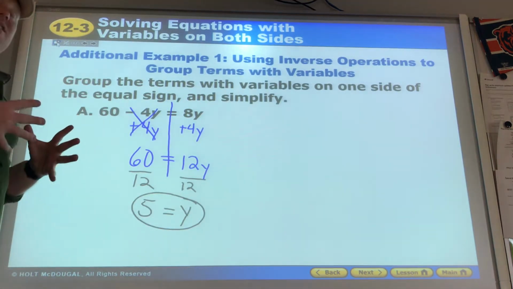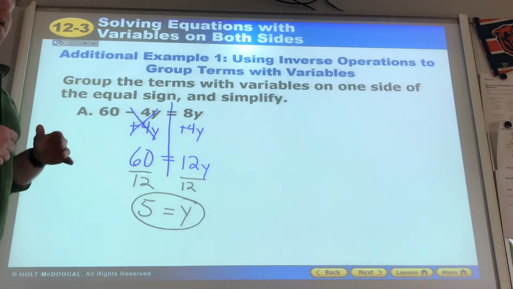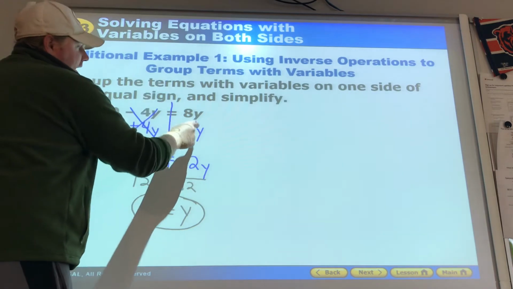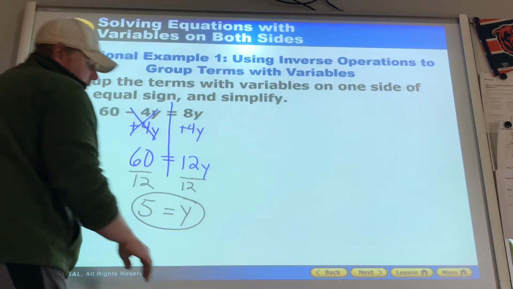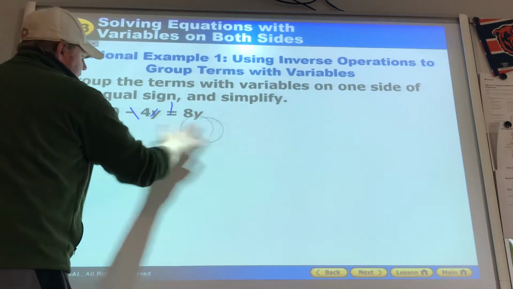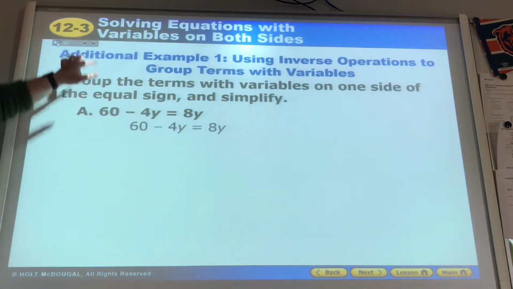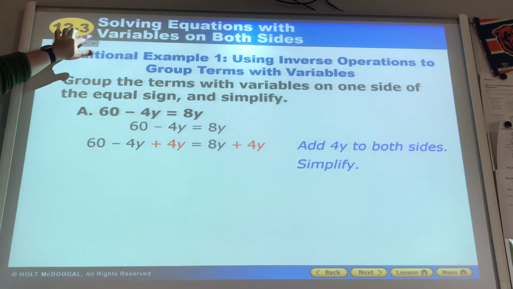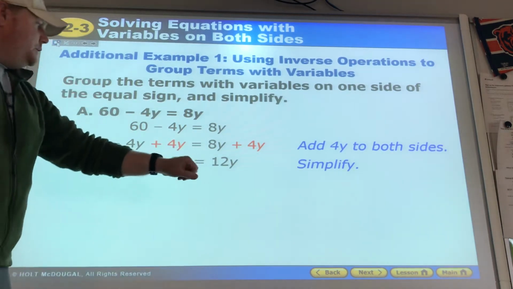So, just like before, we can move these things around however we want, but when we do them, if I add 4y here, I have to add 4y over here. Okay, all right, so not so bad. Let's show you how they do it. They add 4y to both sides. All right, simplify. 60 equals 12y.